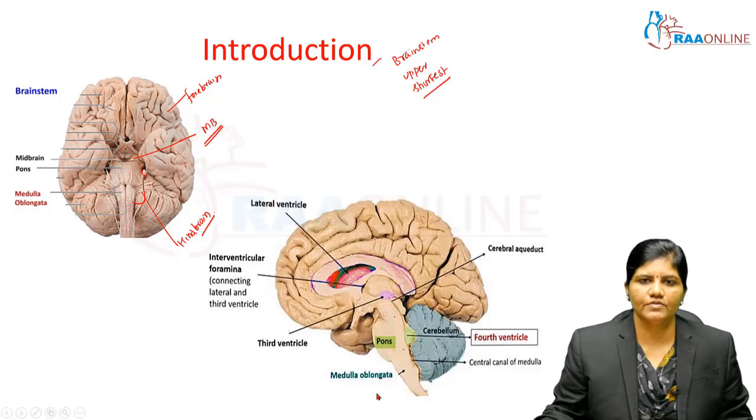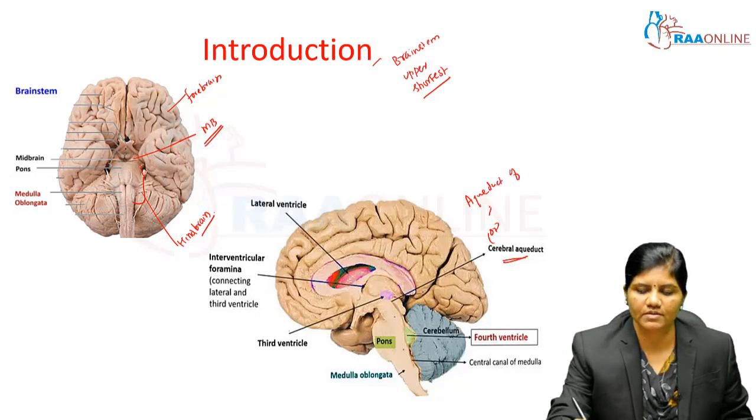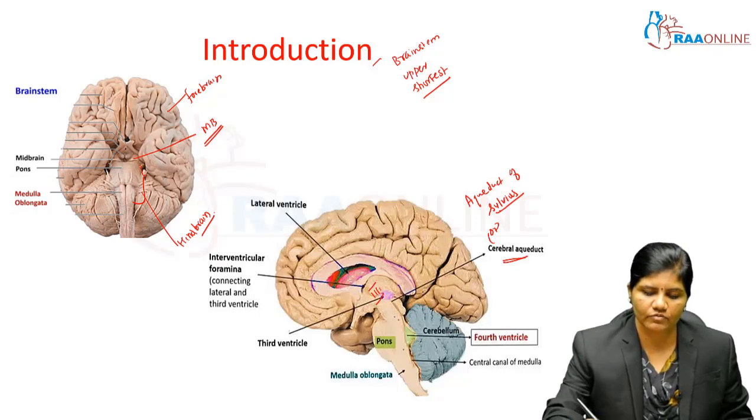This is the medial surface of the cerebral hemisphere and this is the area for midbrain. The midbrain connects the forebrain with the hindbrain as well as it passes through the tentorial notch. The cavity of the midbrain is known as cerebral aqueduct or aqueduct of Sylvius. It connects the third ventricle with the fourth ventricle. So this is the fourth ventricle and this is the third ventricle. The cerebral aqueduct is a communicating channel between the third and fourth ventricle.